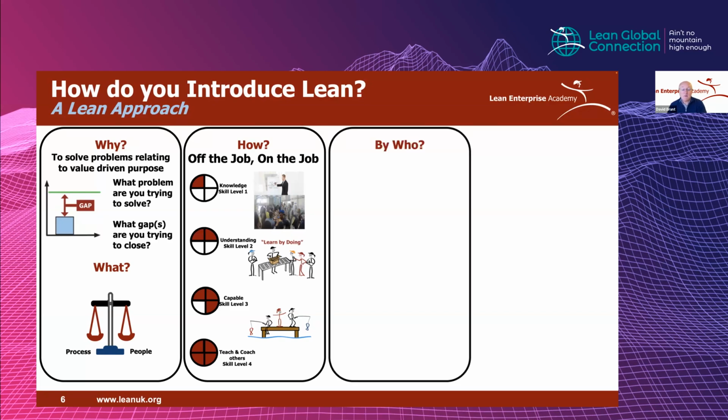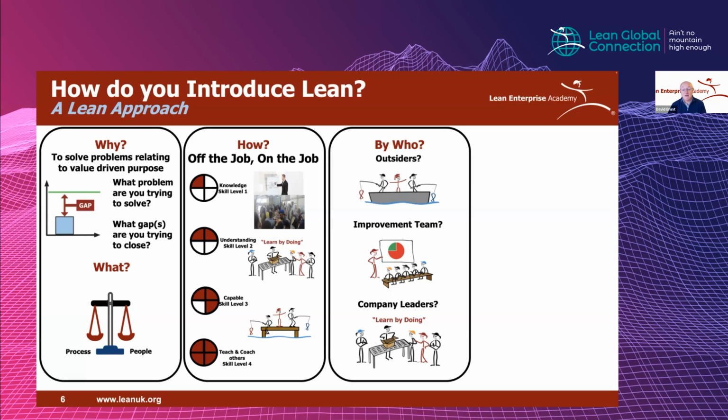So who's going to do this introduction? We've already talked about the problem of having outsiders or the improvement team lead the introduction. There's a role for each, but not in the way we traditionally think. Outsiders need to teach leaders and improvement teams to become self-reliant. Improvement teams need the capability to teach and coach. Leaders, the capability to teach and develop their teams through doing.